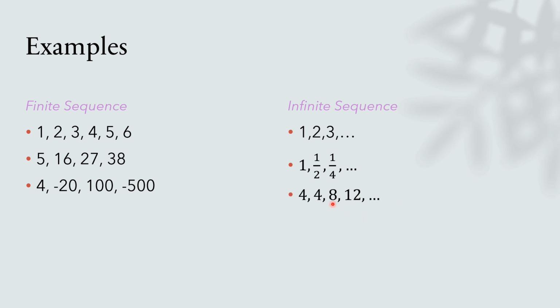And the last example is 4, 4, 8, 12, and then continuous. So this is a special type of sequence known as the Fibonacci sequence. So it adds up the two previous terms. So 4 plus 4 that would be 8, 4 plus 8 that would be 12. So the next term would be, I think you should know the answer. Okay?